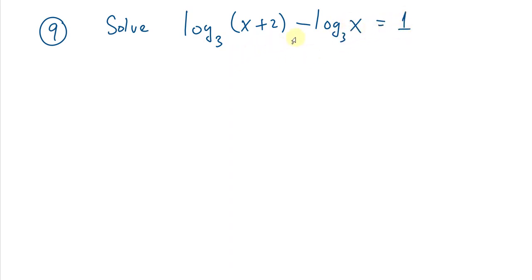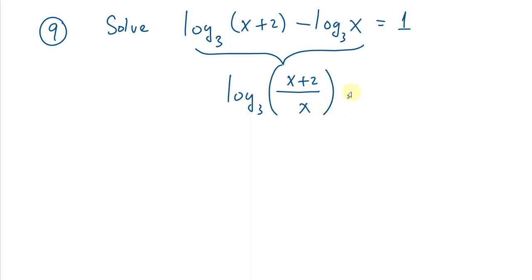Now the first thing is you need to see that this is a subtraction between the same logs with base 3. So you can combine them as a log of base 3. Subtraction means the division between x plus 2 and x. This is the division rule, equal to 1. And then from here, when you combine that into a single log, we can apply the log definition: 3 to the power of 1 equals this thing.